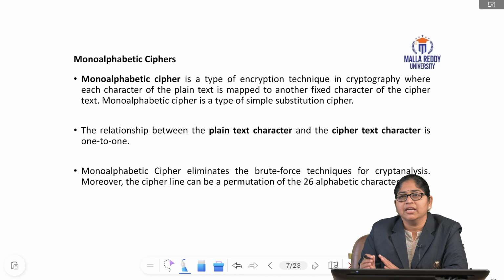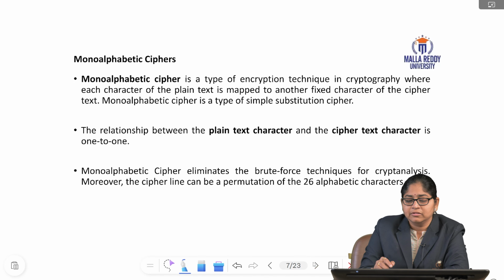So we can choose any letter. We have 26 alphabets, so out of 26 alphabets we can choose any letter from A to Z. We can consider it as a plain text character and ciphertext character. Here the relationship between plain text character and ciphertext character is a 1-to-1 relationship.